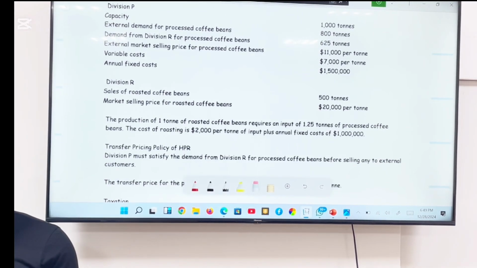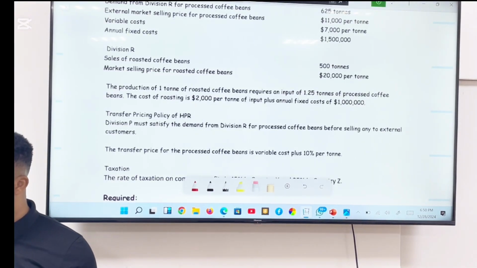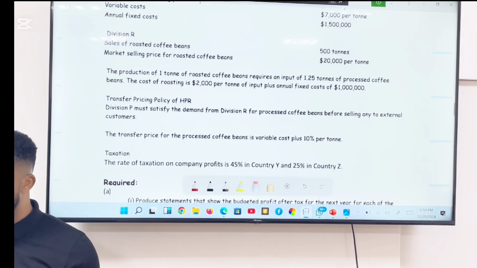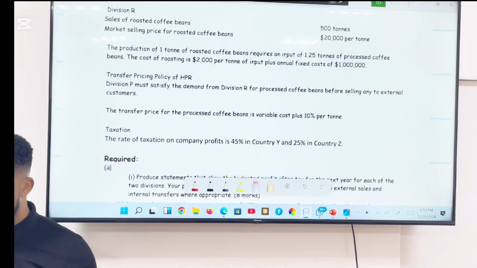And for division R, sales of roasted coffee beans is 500 tons. Market selling price for roasted coffee beans is 20,000 naira per ton. The production of 1 ton of roasted coffee beans requires an input of 1.25 tons of processed coffee beans. The cost of roasting is 2,000 per ton of input plus annual fixed cost of 1,000. This relates to division R now.